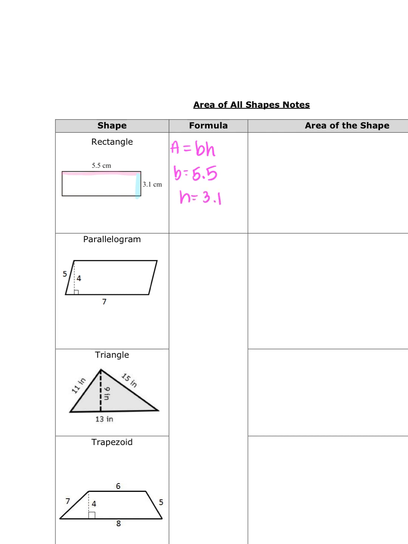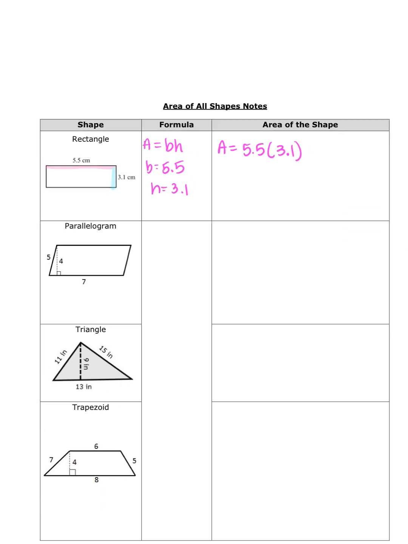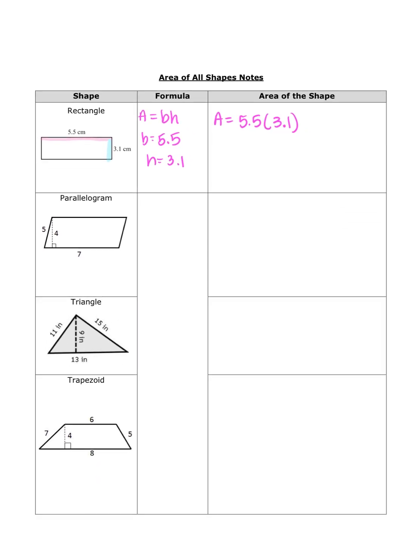So what's important, and this is because I know where you're going to go after this, right? You want to take the time to rewrite the formula with those values plugged in. So instead of writing B, I'm going to write the value of B, which is 5 5/10. And then that's times the height. But instead of writing H, I'm going to write the value of H, which is 3 1/10. So I'm going to go ahead and do that multiplication. So I'm going to do 5 5/10 times 3 1/10.